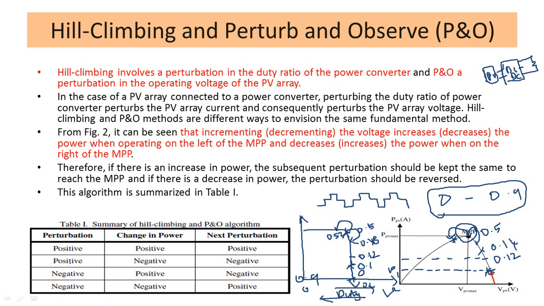Now let me take the second rule. My perturbation is positive, change in power is negative. For example, you can take this case: perturbation from 0.5 to 0.52 is positive, but what about the power at the MPP point? Power is getting decremented, so the change in power is negative. So what you have to do in the next perturbation is go back to 0.5.